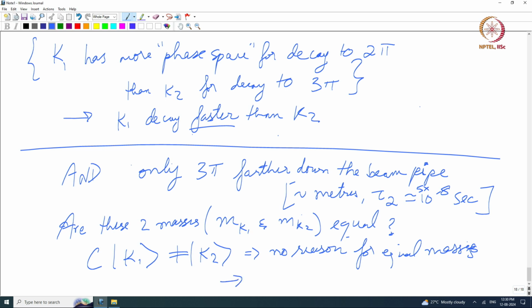In fact, it turns out that these two states have a small mass splitting of about 3 times 10 power minus 6 electron volts, which you should compare with the mass of the Kaon itself, which is order 100 MeV, a few hundred MeV. Much smaller. Nevertheless, it is there, it is non-zero, right.